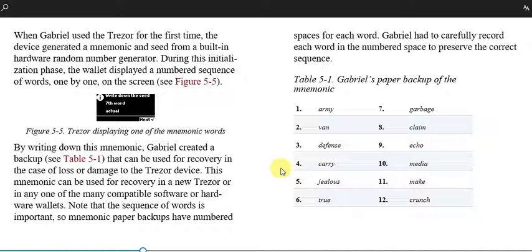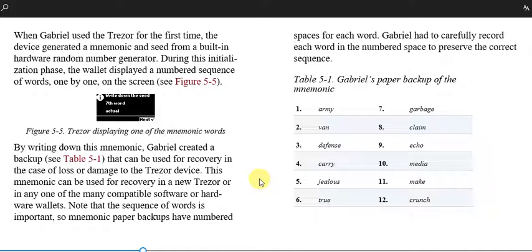Note that the sequence of words is important, so mnemonic paper backups have numbered spaces for each word. Gabriel had to carefully record each word in the numbered space to preserve the correct sequence. Table 5-1. Gabriel's paper backup of the mnemonic.